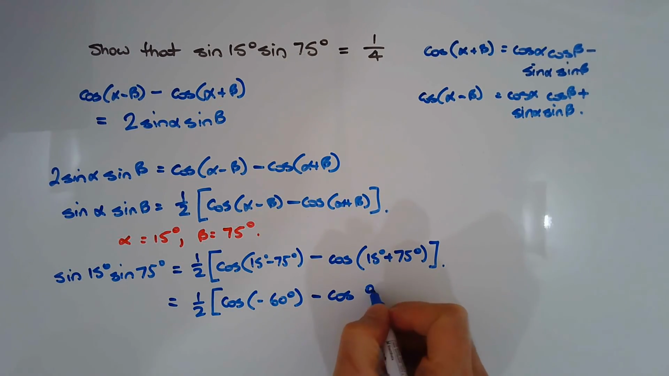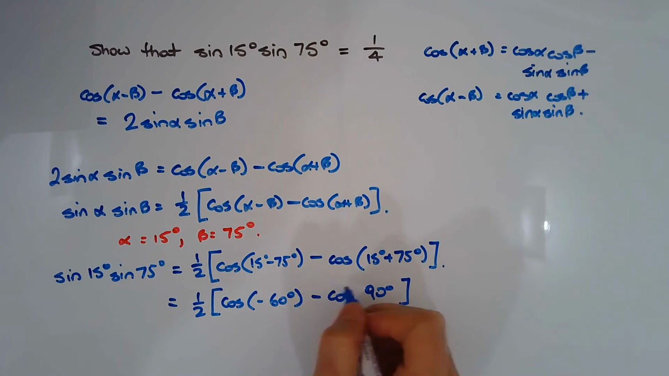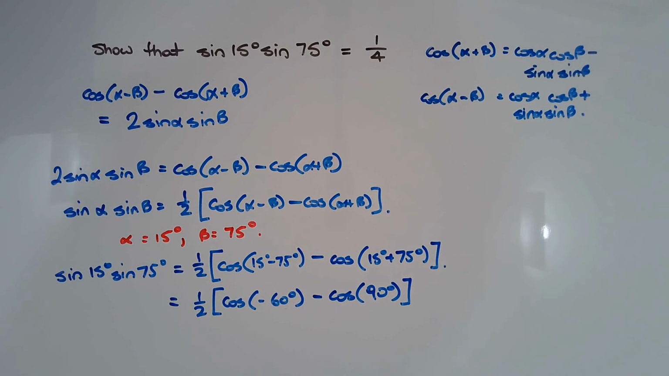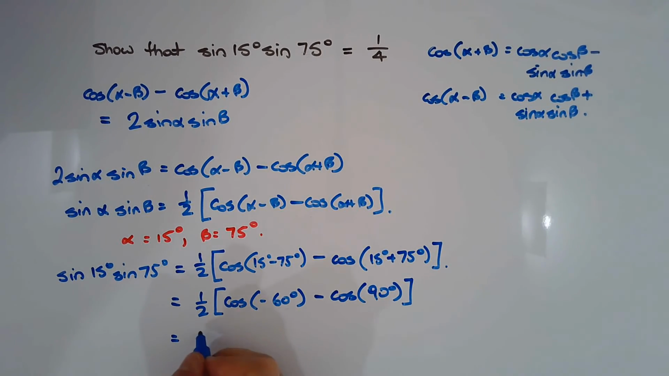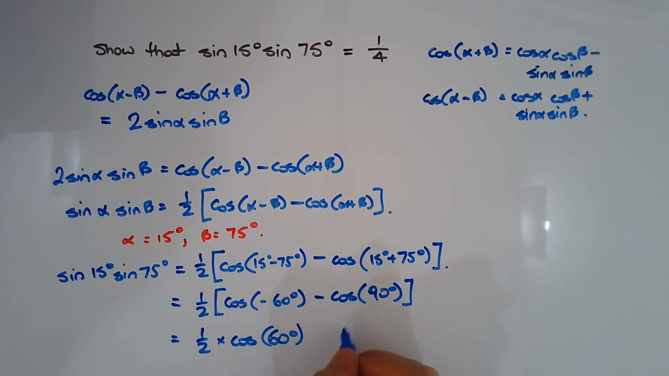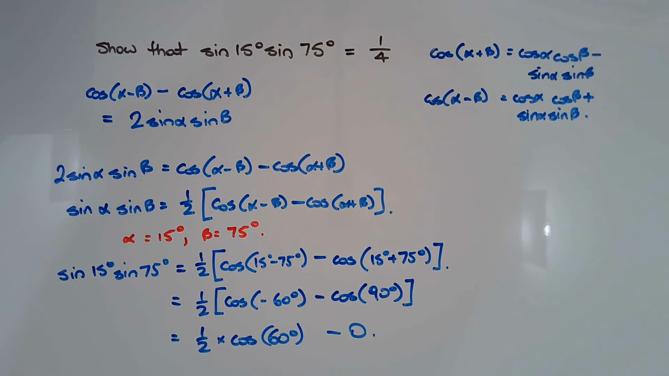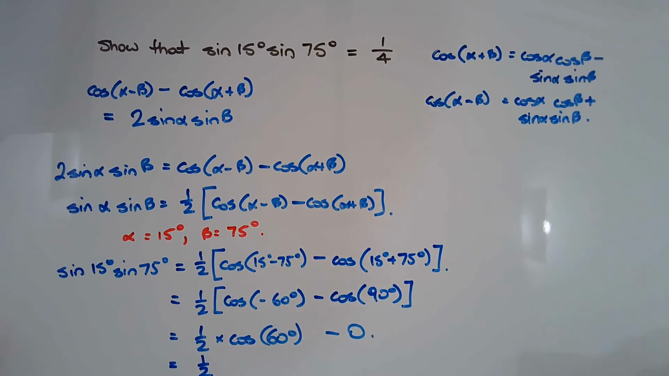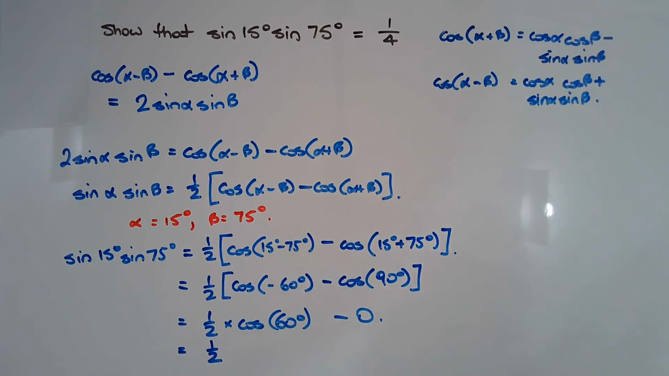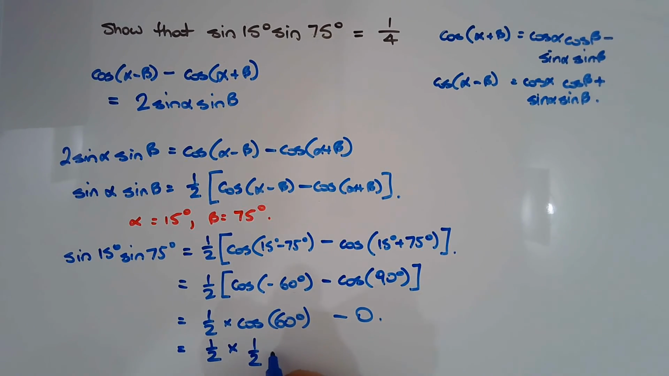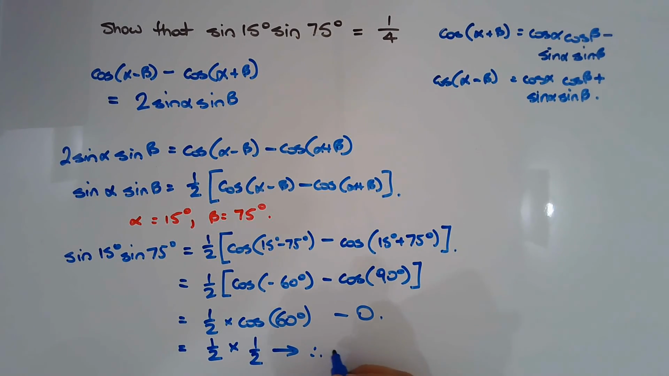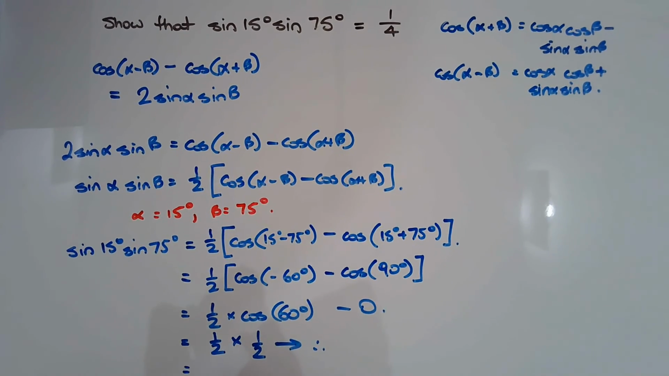Minus cos of 90. Cos of 90 is a nice number as well, because cos of 90 is just 0, of course. So that's going to be equal to half times the cosine of 60 minus 0. That's really good. And cos of 60 is half. That's an exact ratio. So that's times half, which is equal to 1/4, of course.